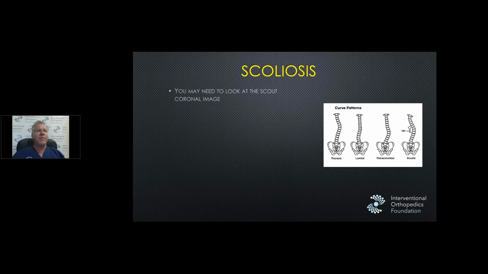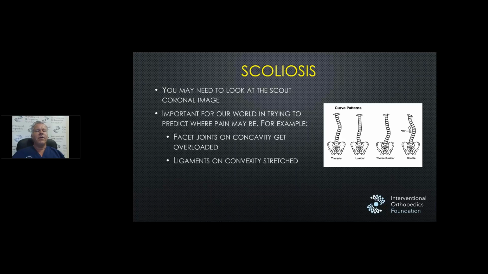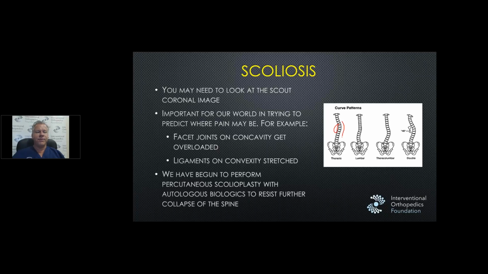Scoliosis is obviously the side bent curve. And you may need to look at the scout coronal image because coronal images don't come standard on MRIs. And one of the things to consider is that the facet joints on the concavity are going to get overloaded. So you might want to look at the facet joints on the concavity side. And the ligaments on the other side are obviously going to get stretched. So those are things to consider.